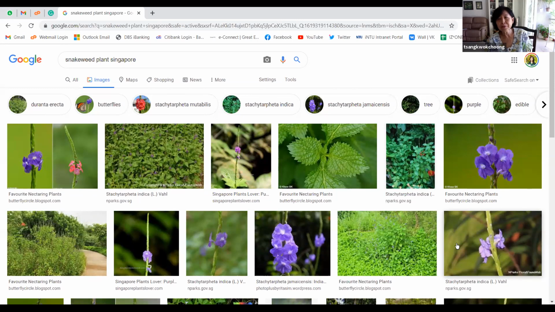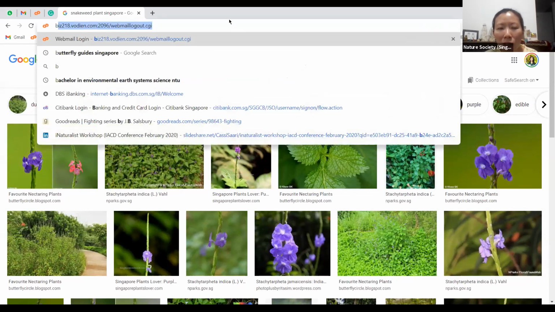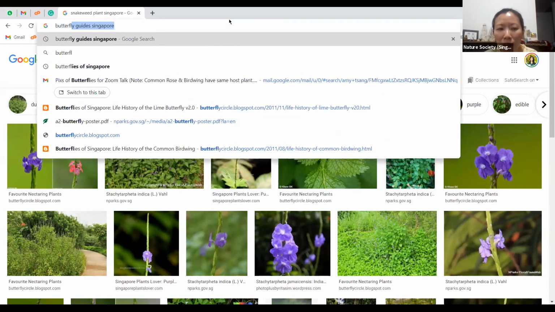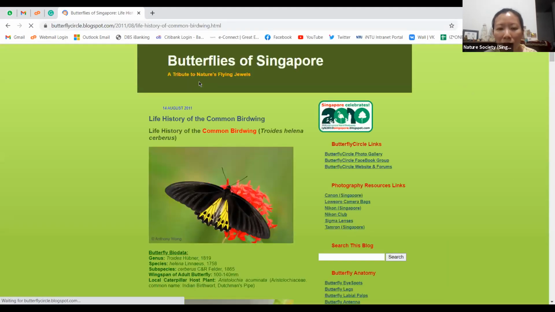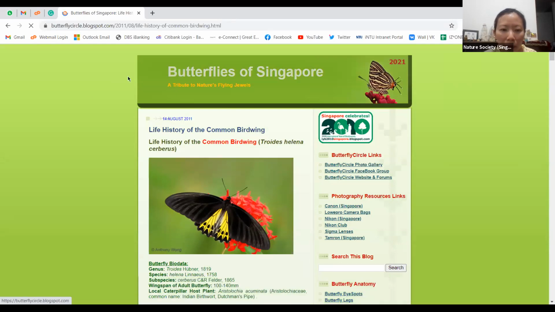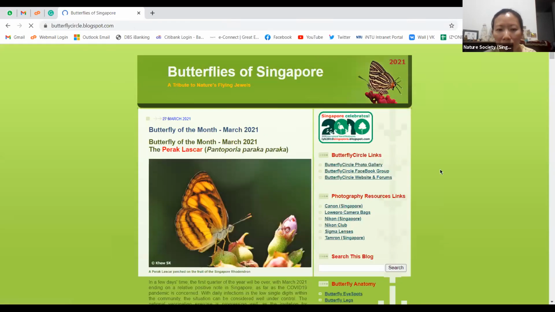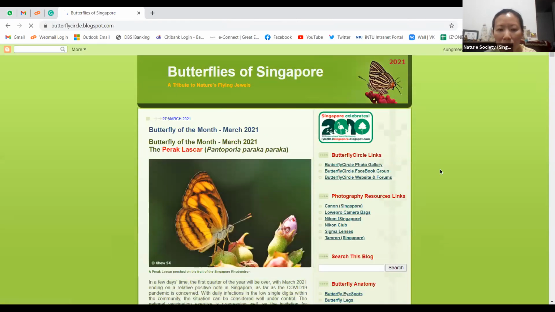For the egg, larva, and pupa stage, it is well documented online. There's a website called Butterfly Circle, which has a very good life cycle. So you can Google each specific butterfly, and the life cycle is all there, with a lot of pictures and a time for each of these. Yes, this is the one that Mei Yee has just shown on screen. Butterfly Circle.